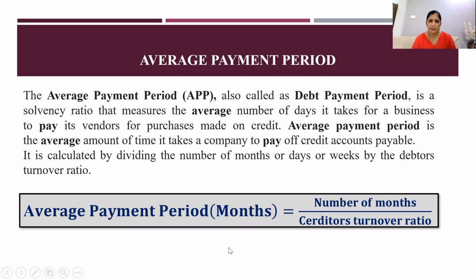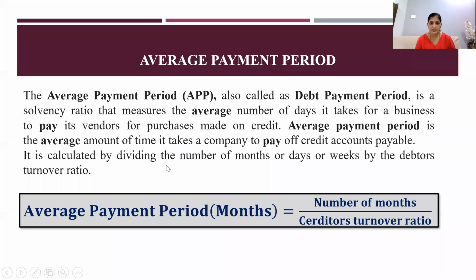And now average payment period. There we had average collection period. This is average payment period. You are going to pay here. This comes under liabilities. The average payment period, APP, is also called the debt payment period. It is a solvency ratio that measures the average number of days it takes for a business to pay its vendors for purchases made on credit. Average payment period is the average amount of time it takes a company to pay off credit accounts payable.